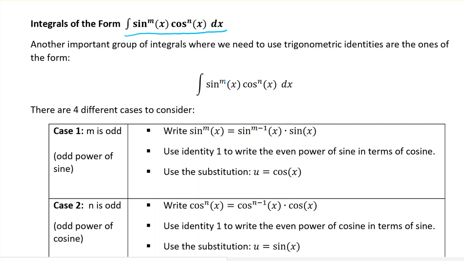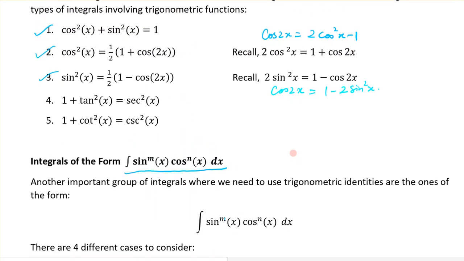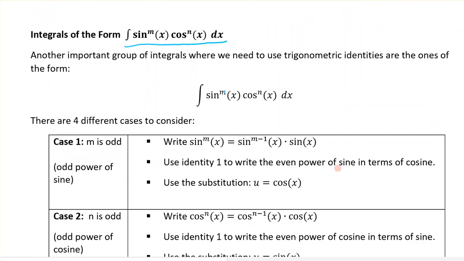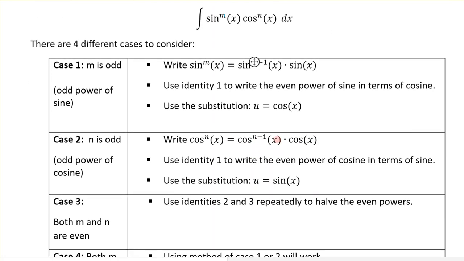Then we use identity number one, which is sine square x plus cosine square x equals 1, to write the sine in terms of cosine, and then we use the substitution u equals cosine x. Pretty much we will do the same thing in the other cases as well. If the power of cosine is odd, then you write cosine as cosine raised to an even power times cos x, and then this can be written in terms of sine, and then you use the substitution u equals sine x.